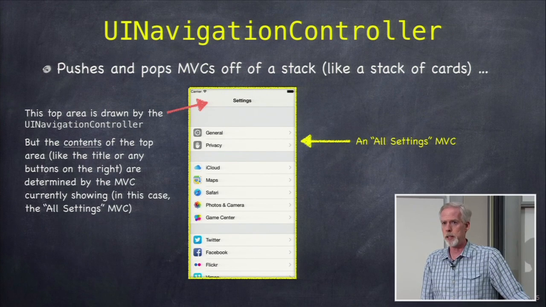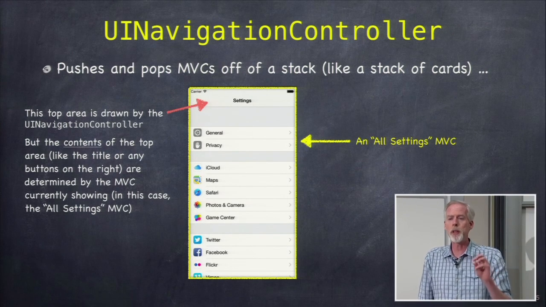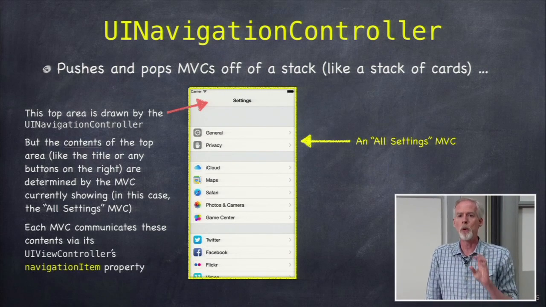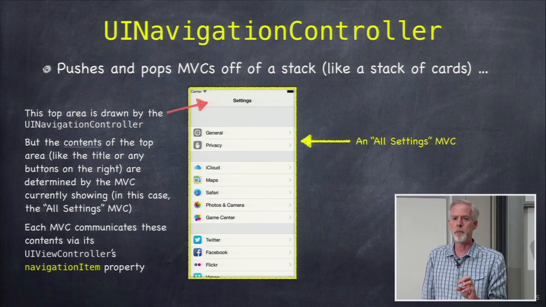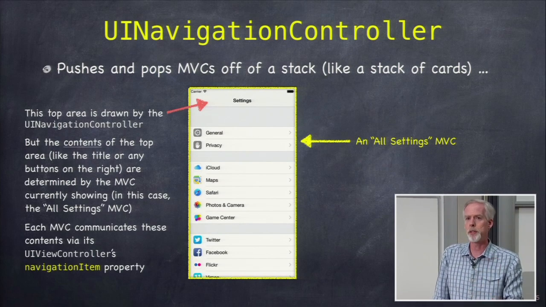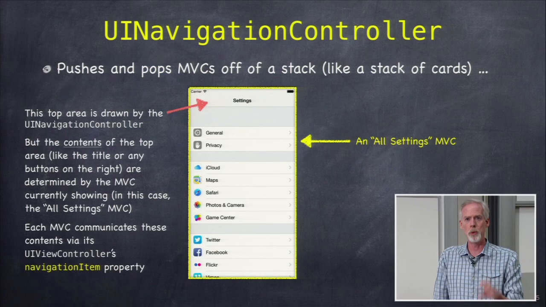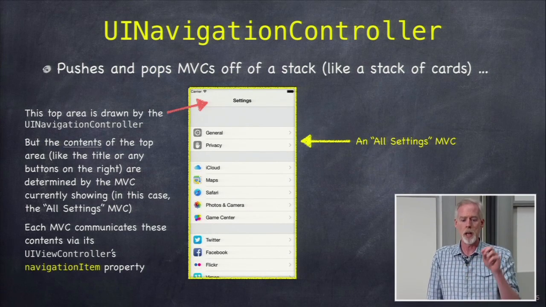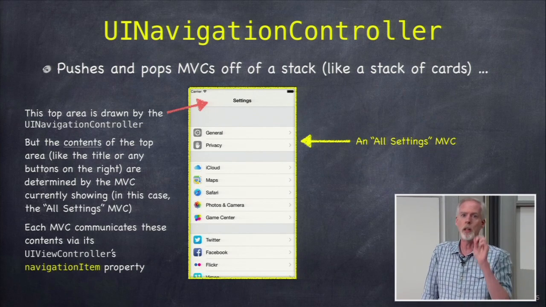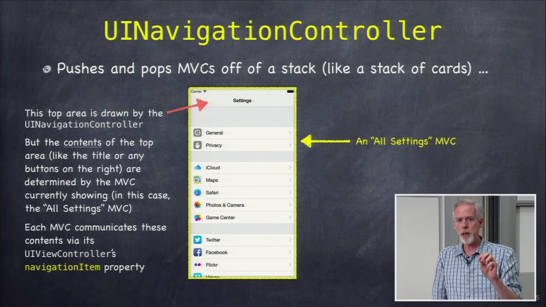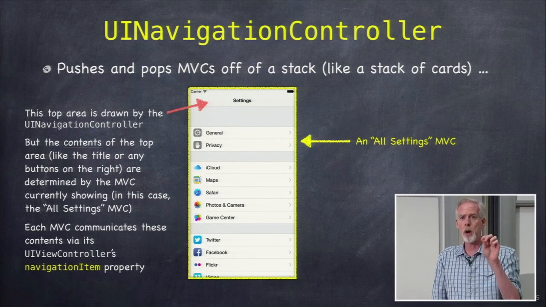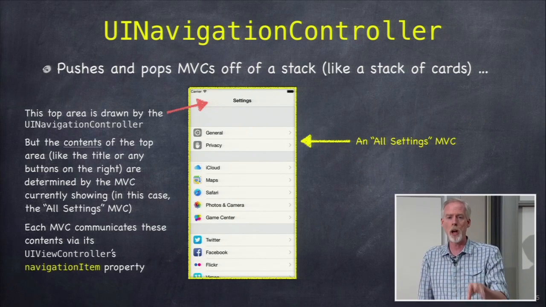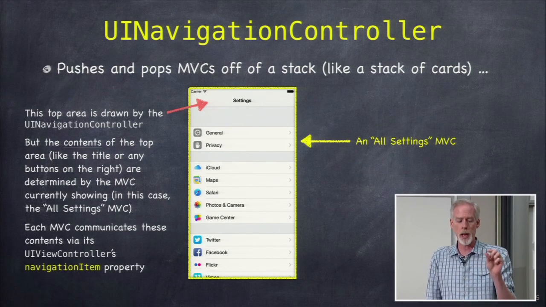Now, even though the contents at the top are drawn by the navigation controller, what the contents are is determined by the MVC that's showing. Okay? And that's done with this UI view controller property called navigation item. So if you go look in the documentation for UI view controller, you'll see this property navigation item. If you click through to the type UI navigation item, you'll see that it's got a lot of properties in there like left button, right button, title, things like that. So the way the navigation controller figures out what to put in the top bar is it asks whatever MVC is on top of the stack. So as you go to different MVCs being on this stack of cards, that thing at the top will change.